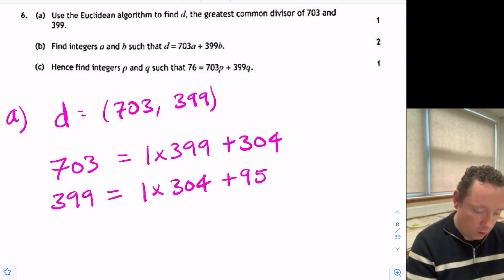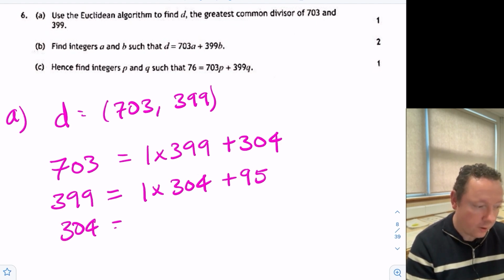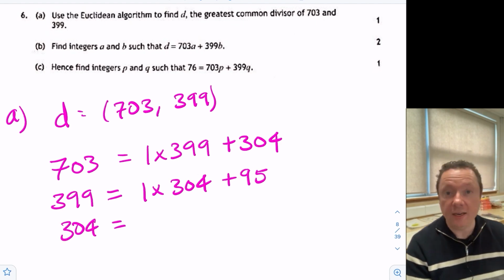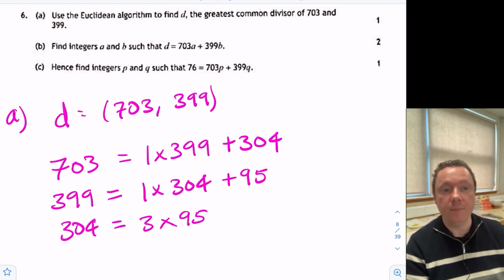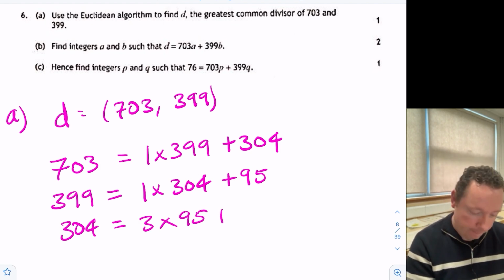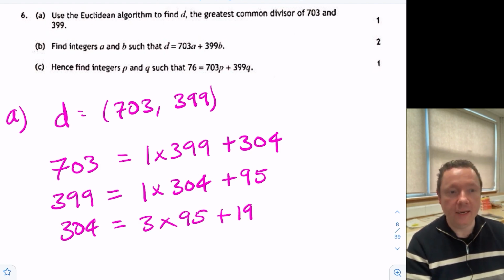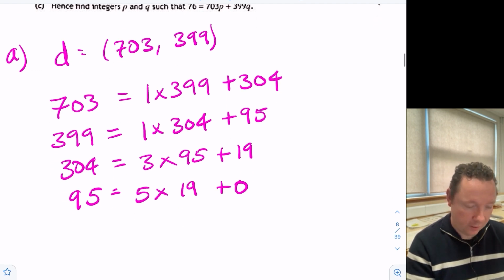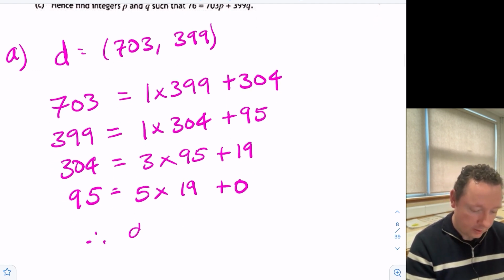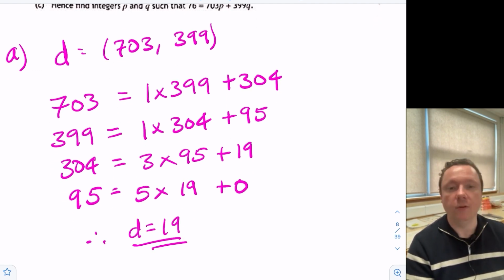Starting again with 304. Well, this time that is going to be 3 times 95, if you're not sure, use a calculator. And the remainder from that is 19. So then finally, 95 is 5 times 19. So 0 remainder, and therefore d is equal to 19. And we're done for part A.